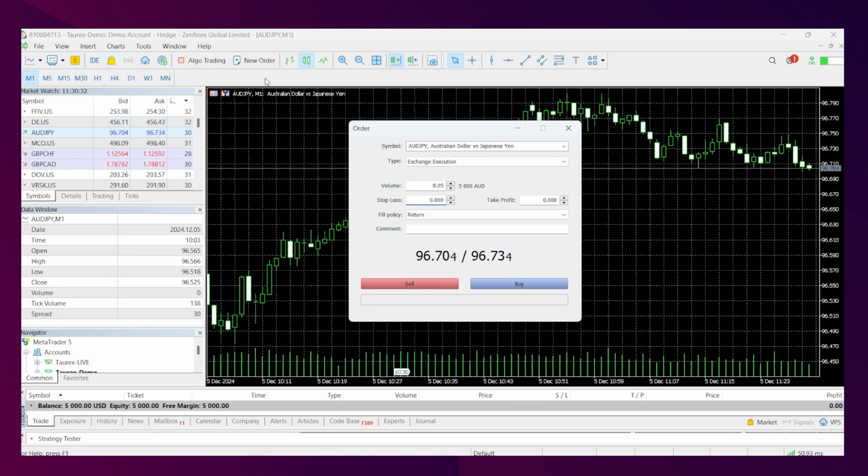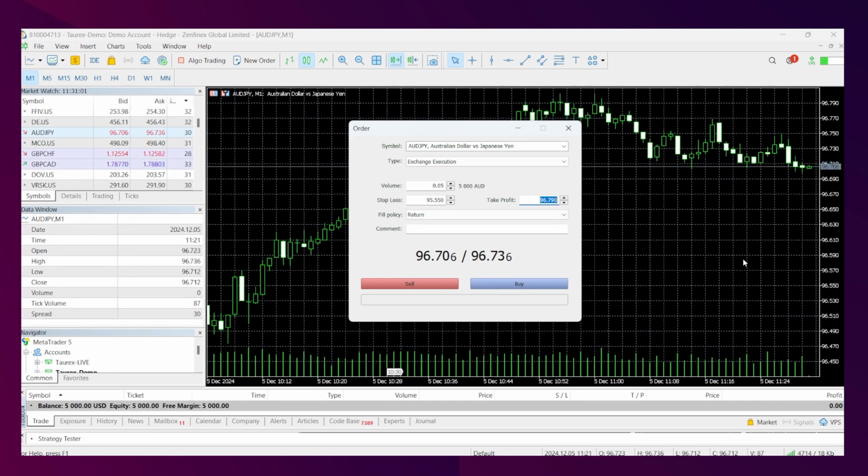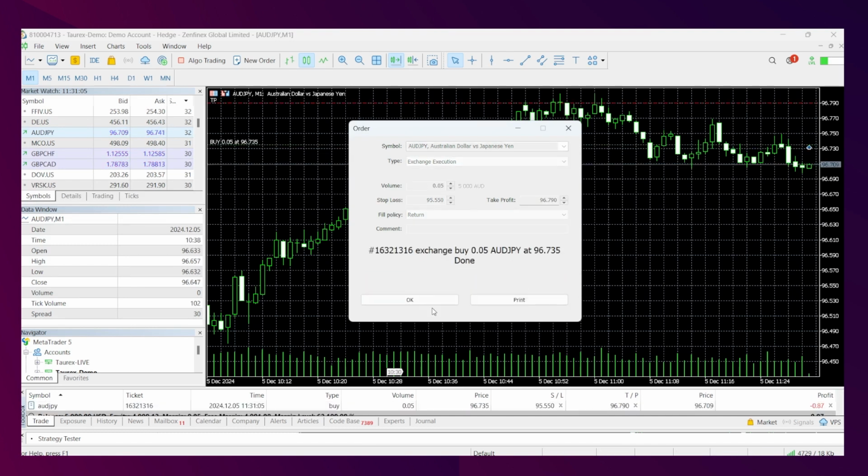So, based on my analysis, I want to, for example, put my stop loss down at 96.550. I'm looking to buy the market, so my take profit is going to be up at 96.790. Depending on your strategy, whether you want to sell or buy. So I'm buying the market because my take profit is 96.790. So that's up here. And my stop loss is down at 95.550. And then I click buy.